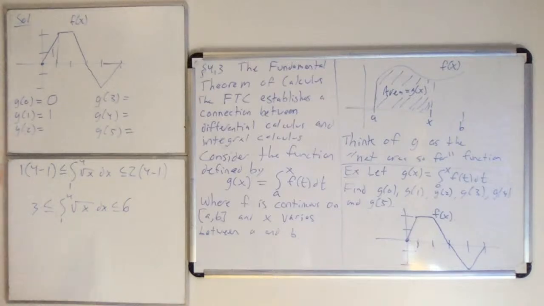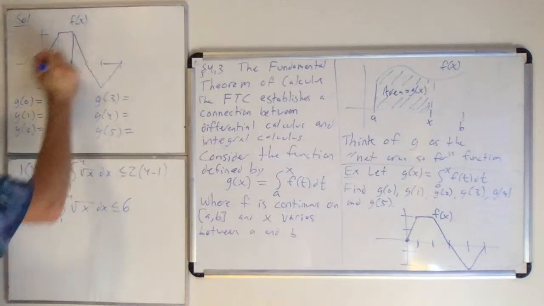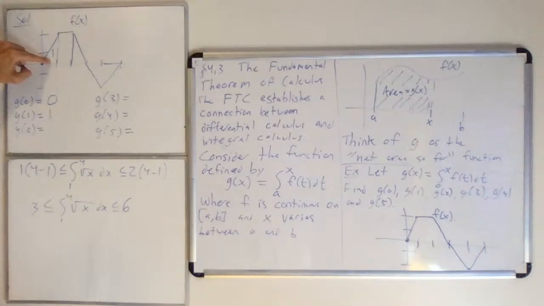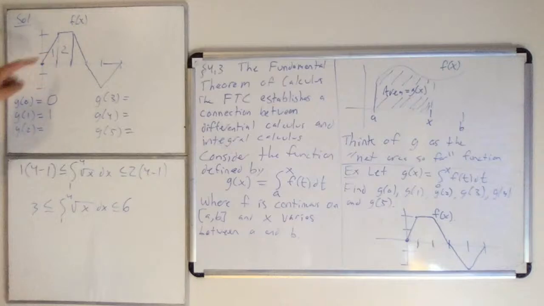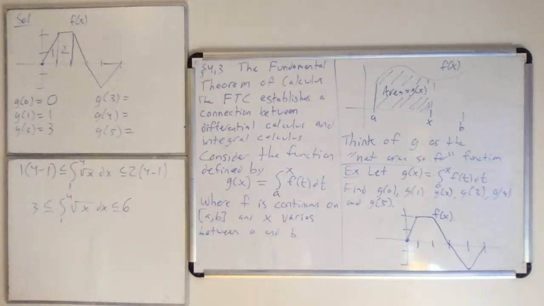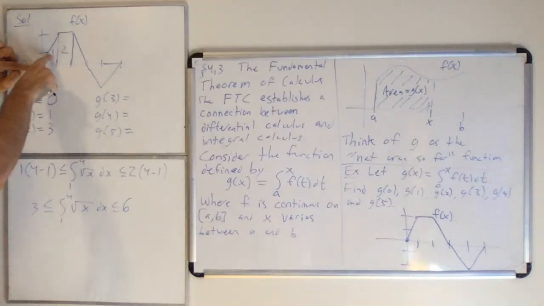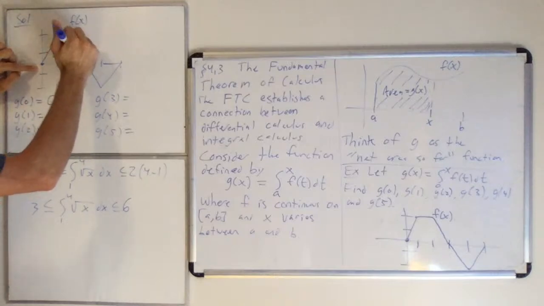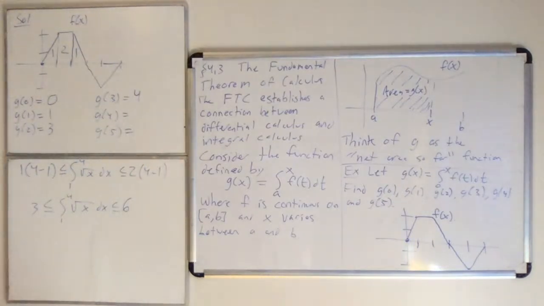g of 2 is the area from 0 to 2. So it's the area of this triangle plus the area of this rectangle. This rectangle has area 1 times 2. So g of 2 is 1 plus 2, which is 3. g of 3 is the area from 0 to 3. This triangle has area 1, this rectangle has area 2, and this triangle has area 1 as well. So the total area is 4.